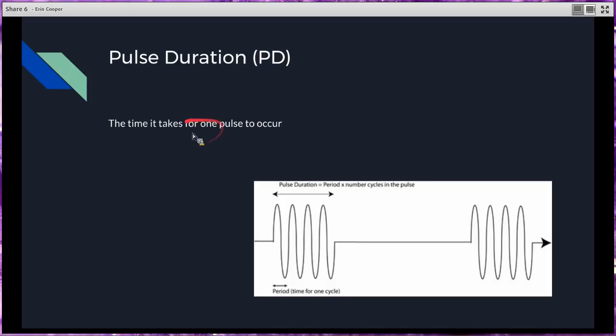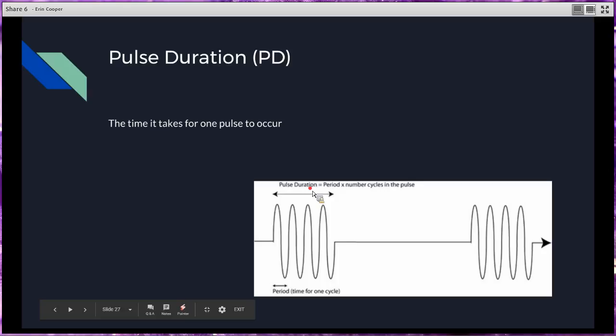So the definition is actually in the word itself. Duration is how long something takes, and then we're talking about pulses. So the pulse duration is how long it takes for one pulse to occur. So we have here in our diagram two pulses. We have one pulse here, one pulse here. And the period, remember, is that one cycle. So we've got 1, 2, 3, 4 cycles here. So we can measure 4 different periods, if you will. But if we combine all of them, how long this entire pulse takes, that is the pulse duration.